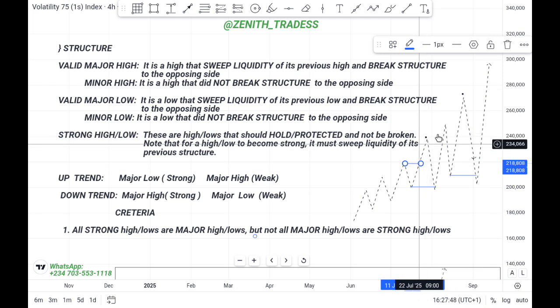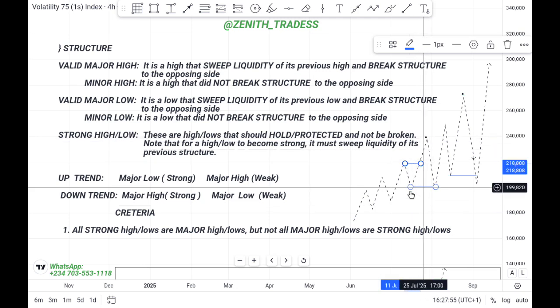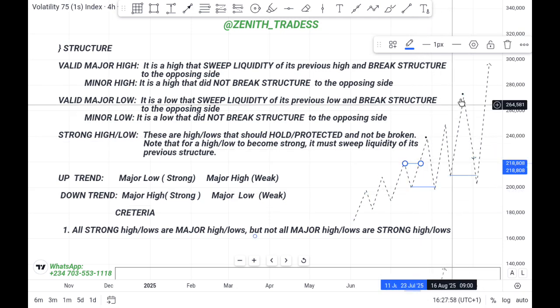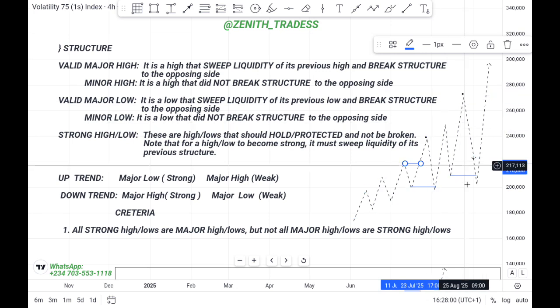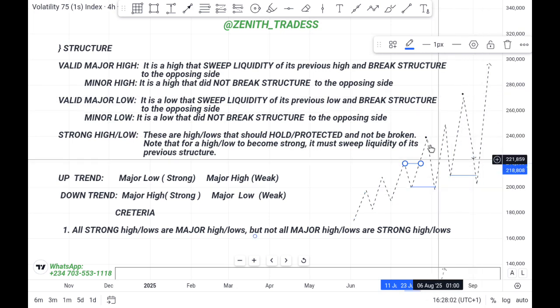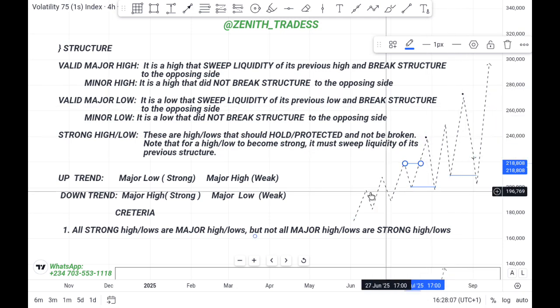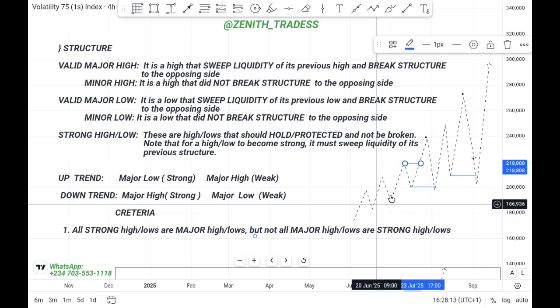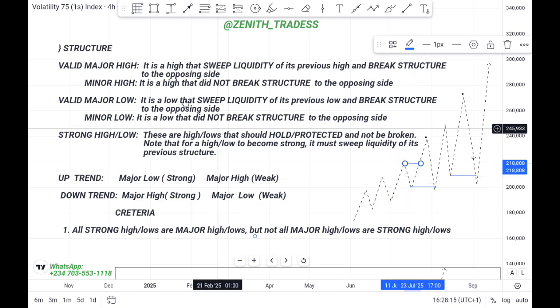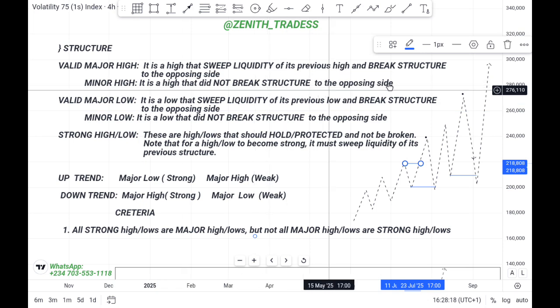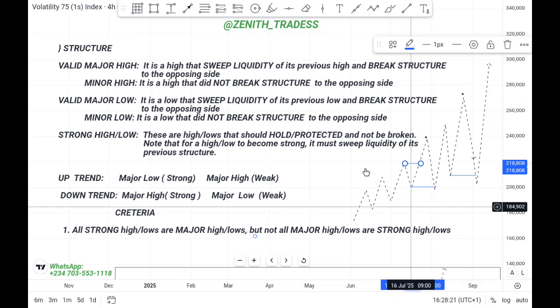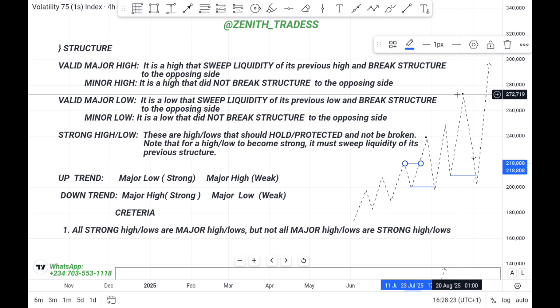So the ability to sweep both sides of the structure makes this high a major high. Sweep here and it sweeps this recent low before moving up. This high too sweeps here and sweeps this low before moving up. So these two highs are what we refer to as major highs in this example, and the remaining highs here that could not sweep their lows before reversing are minor highs. So a minor high is a high that did not break structure to the opposing side. You can differentiate between a major high and a minor high in this regard.